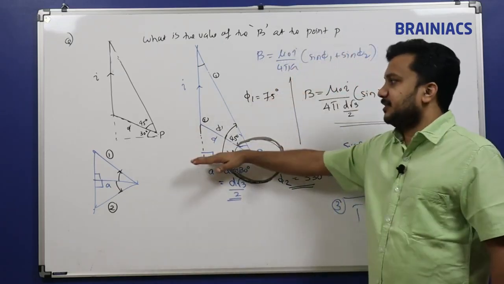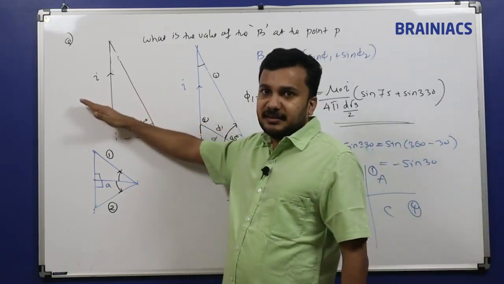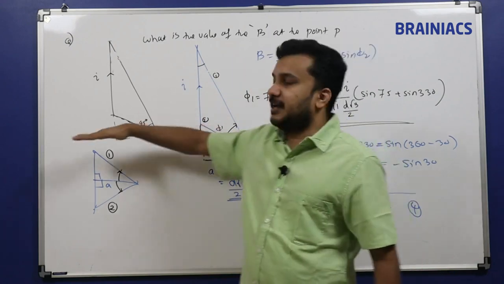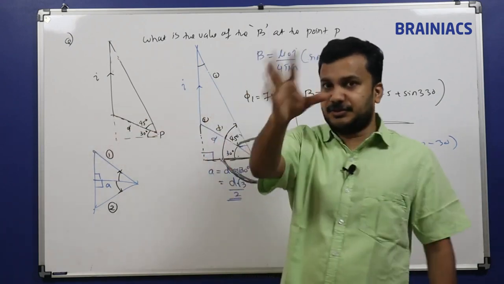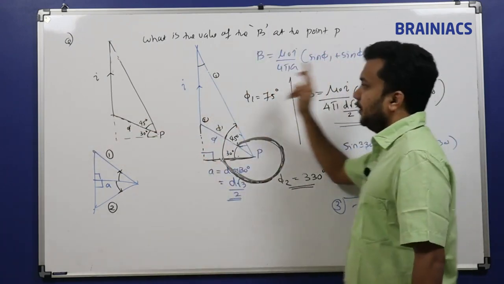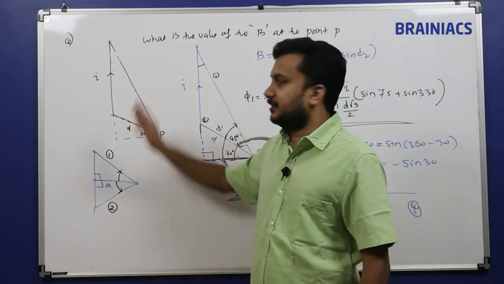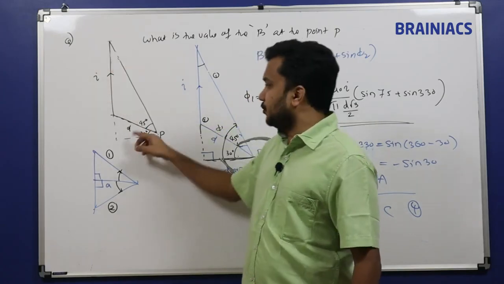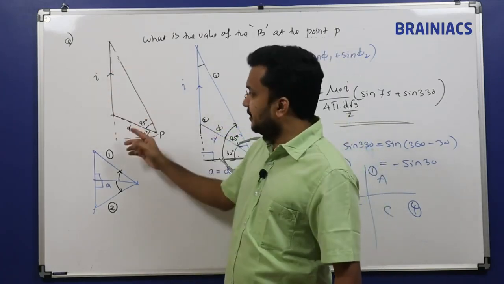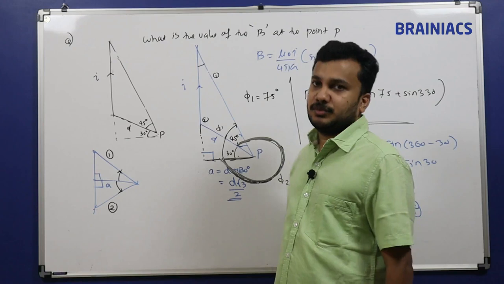A is the perpendicular distance, not D. A is not D. A is the perpendicular, D cos 30. That is the first point. Second point, phi 1, phi 2. From the center, phi 1 is in this direction. Phi 2 is to the next conductor. This is my first conductor, so I have to take phi 1. This is my second conductor, so I have to take phi 2 in the reverse direction.